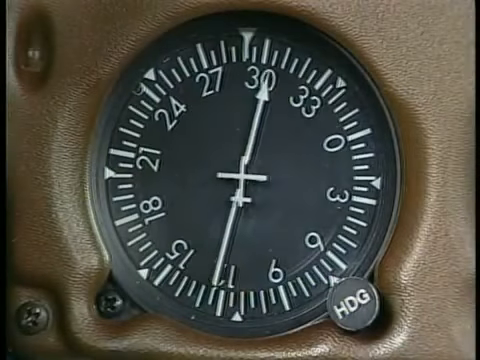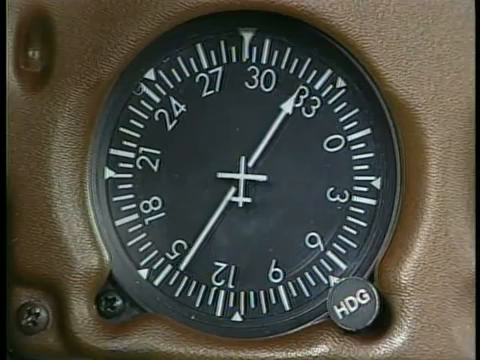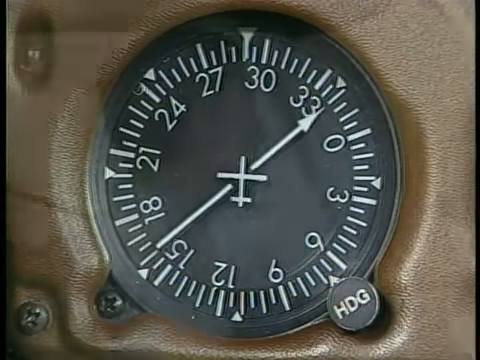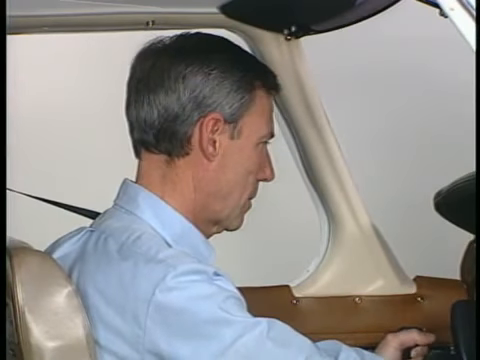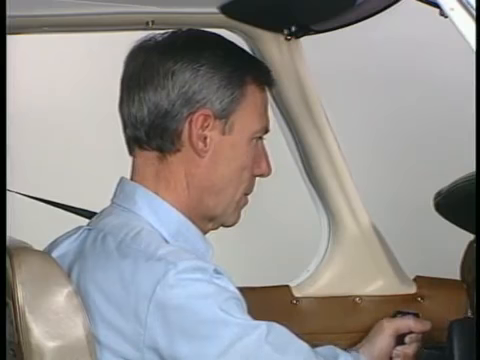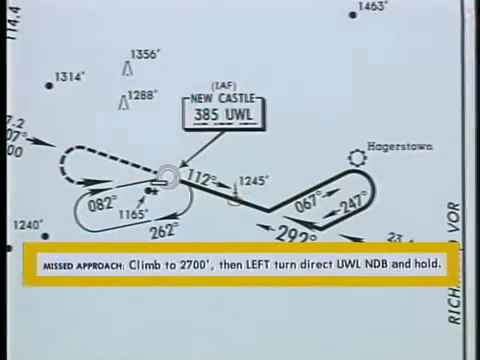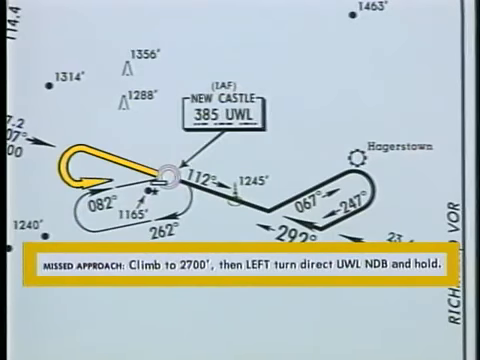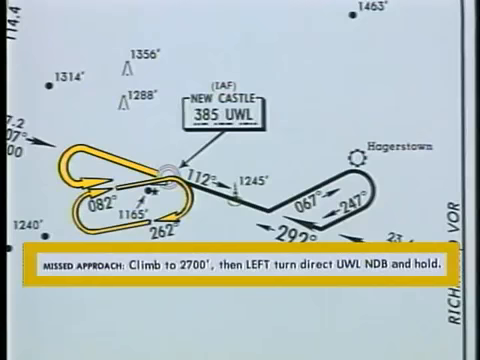If you reach the NDB without positively identifying the runway environment, or if you are not in a position to make a normal approach and landing, you must execute the published missed approach procedure. The missed approach calls for a climb to 2,700 feet. Then a left turn direct to Newcastle NDB. And hold.